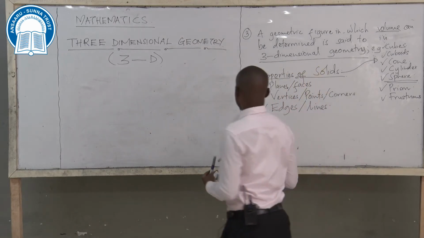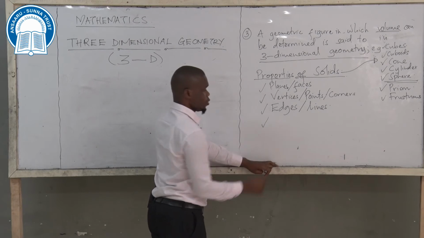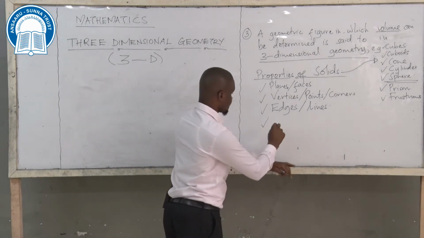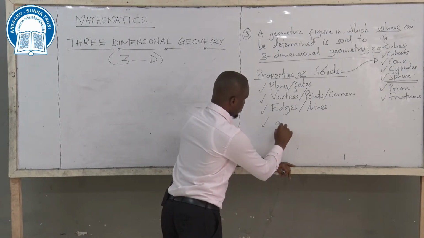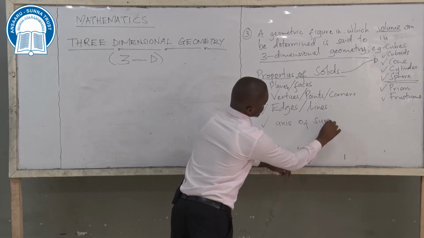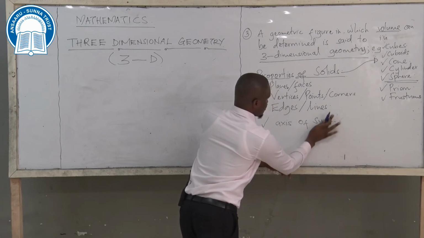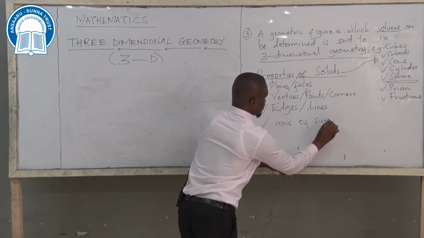So in this topic, apart from those, we'll go ahead and discuss what we call the axis of symmetry. These are some of the properties: axis or line of symmetry.